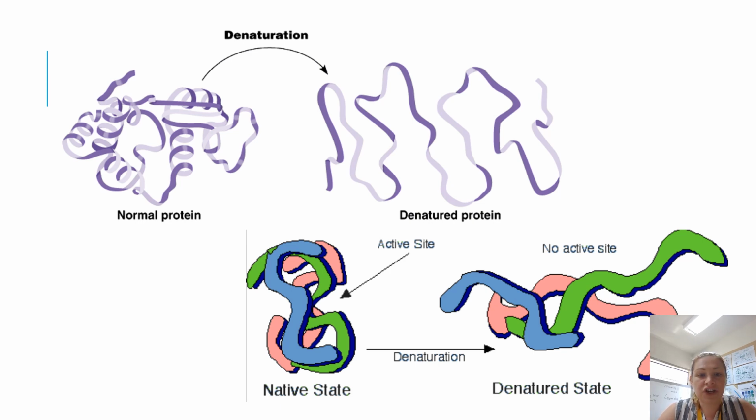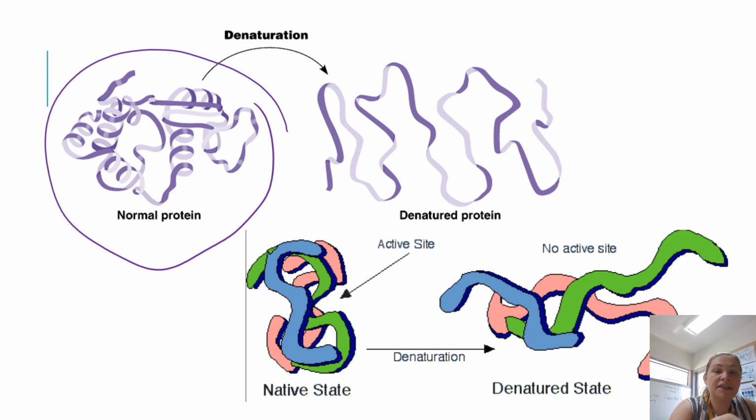Okay, so this diagram here is showing you a normal protein or a normal enzyme and what happens after denaturation. So after we have that heat, the bonds will break and that protein will no longer function as it should because its shape has changed so much.